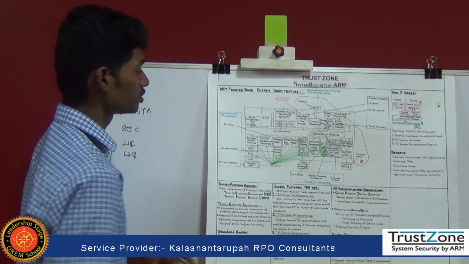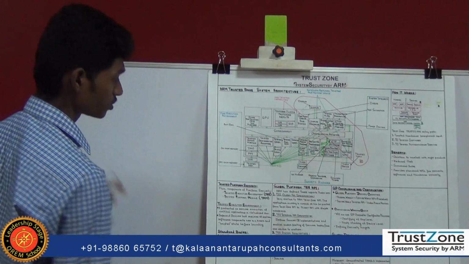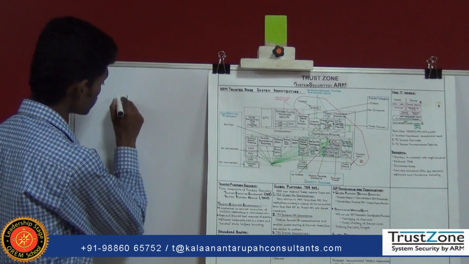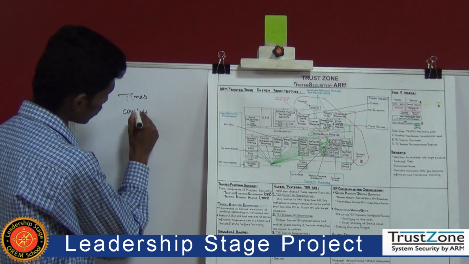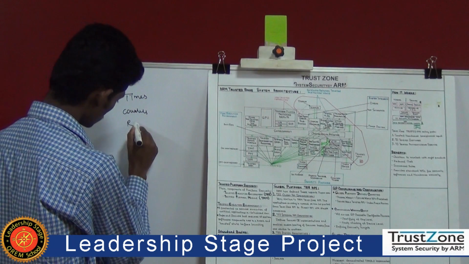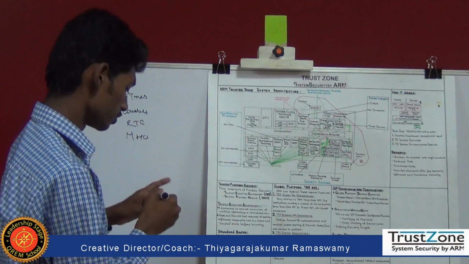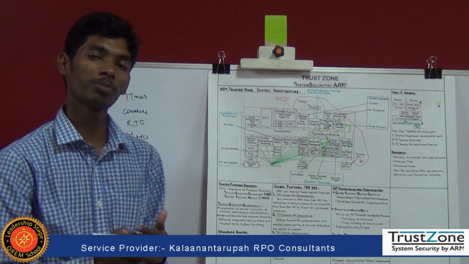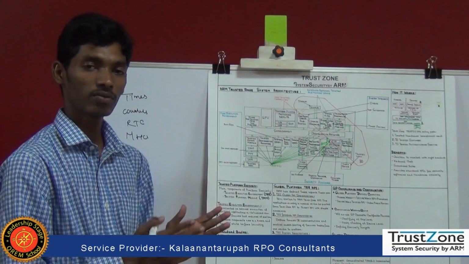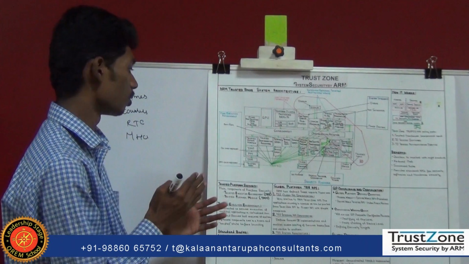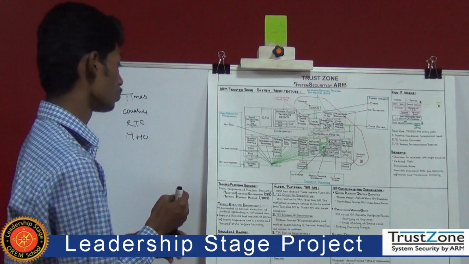And the next one is non-secure peripherals. Non-secure peripherals in this SOC are such as timers, counters, RTC and MHU. First, timers. Timers in these non-secure peripherals are used to measure the time intervals of the process and some functions involved in this SOC. And the next one is counters.